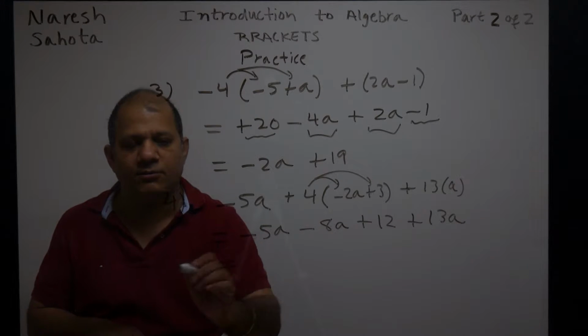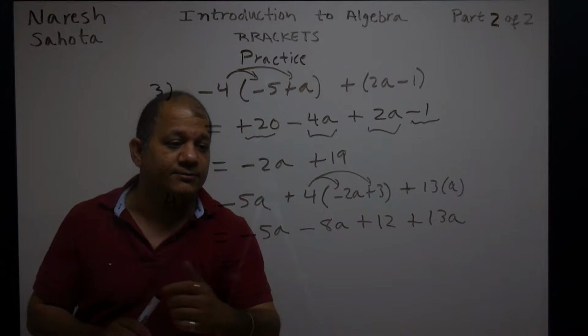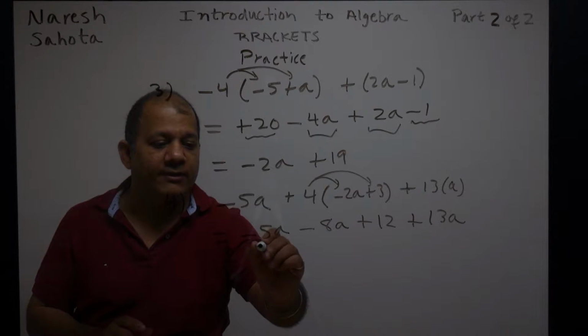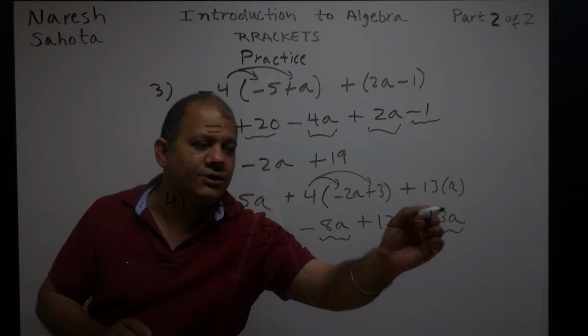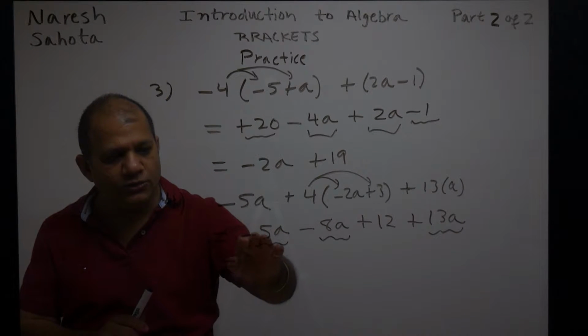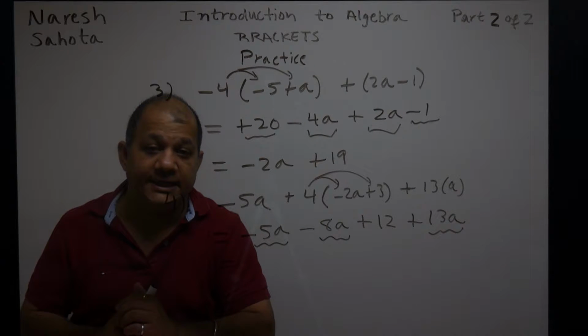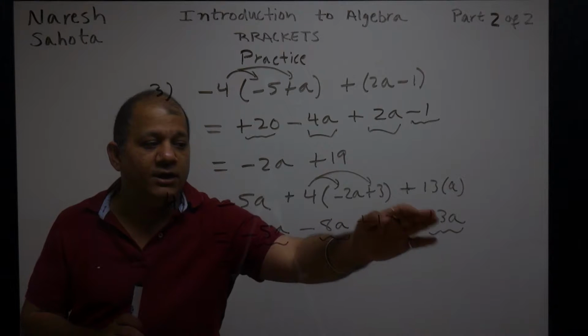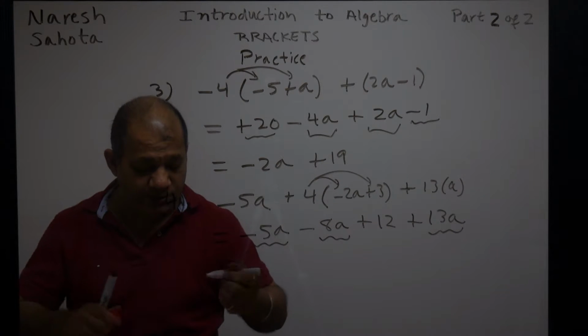Okay, so we're done removing brackets. And now we're going to collect like terms. So we have an a term, another a term, and another a term. So what's negative 5a and negative 8a? That is negative 13a. Okay. And we have positive 13a. So they actually cancel each other out.